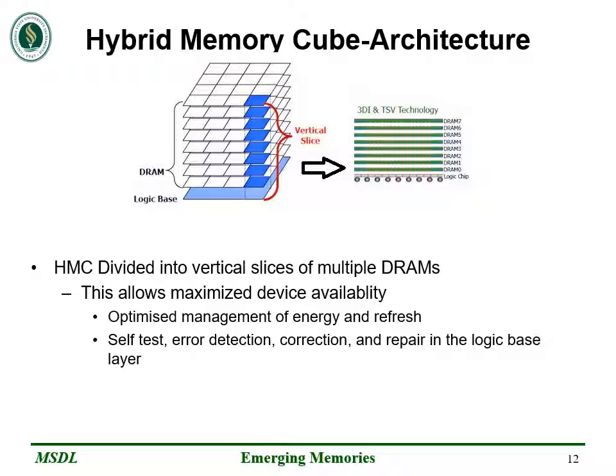This is a cross-sectional hybrid memory cube architecture. The internal closed-bank memory architecture has a built-in memory controller for each vault. This enables post-assembly repair capability, and in-field repair ensures good reliability. It has been divided into multiple DRAMs, 4 to 8. This allows maximum device availability, optimized management of energy and refresh, and better error detection coverage.